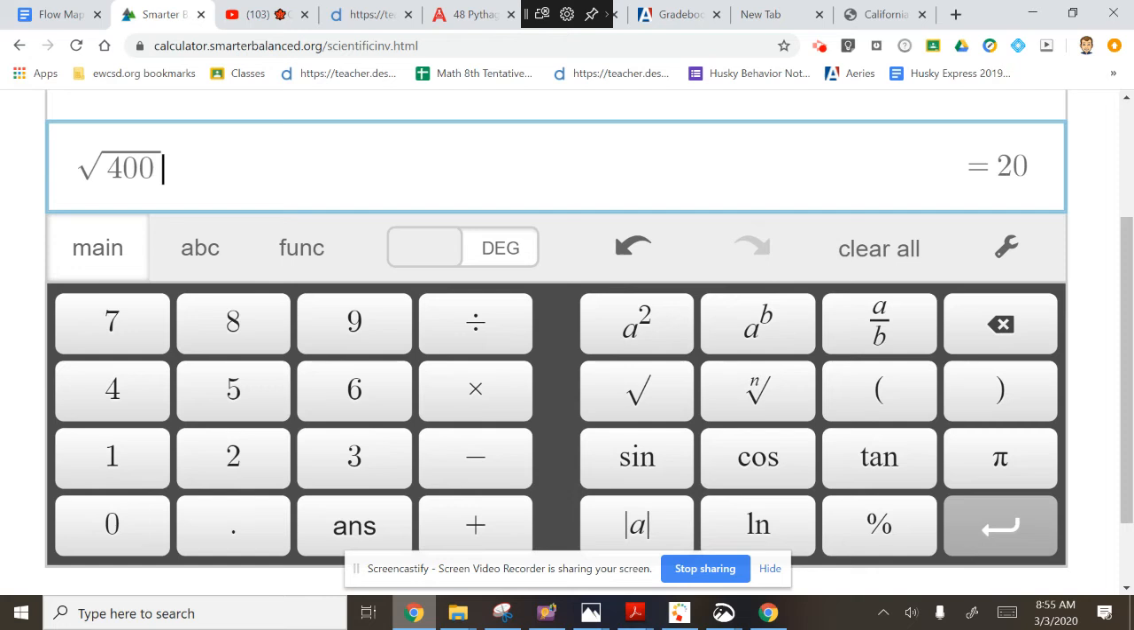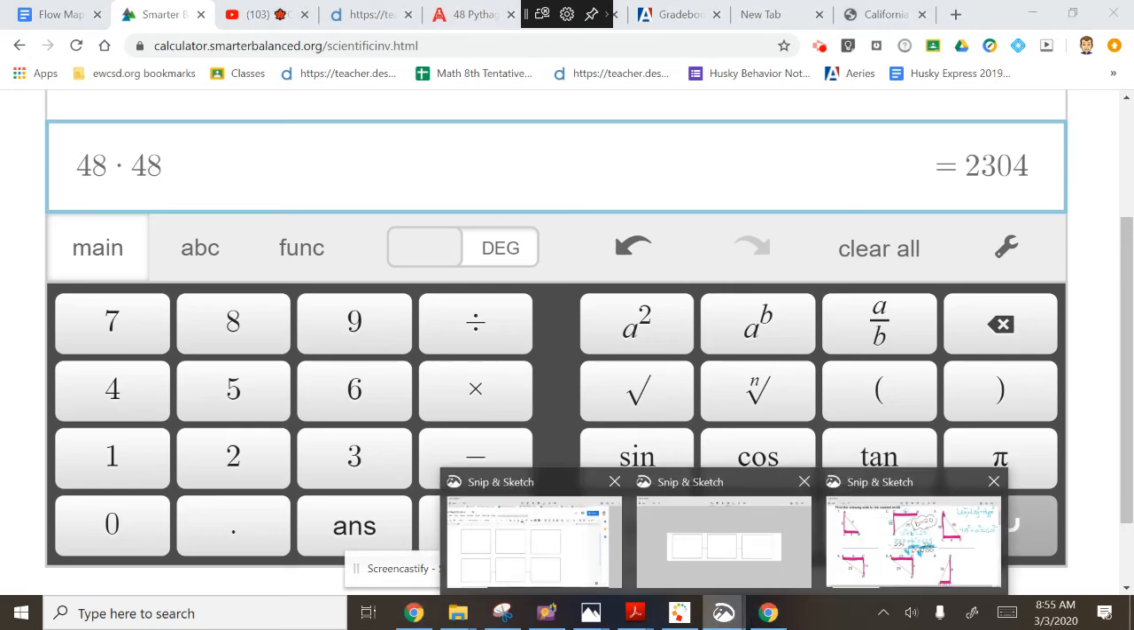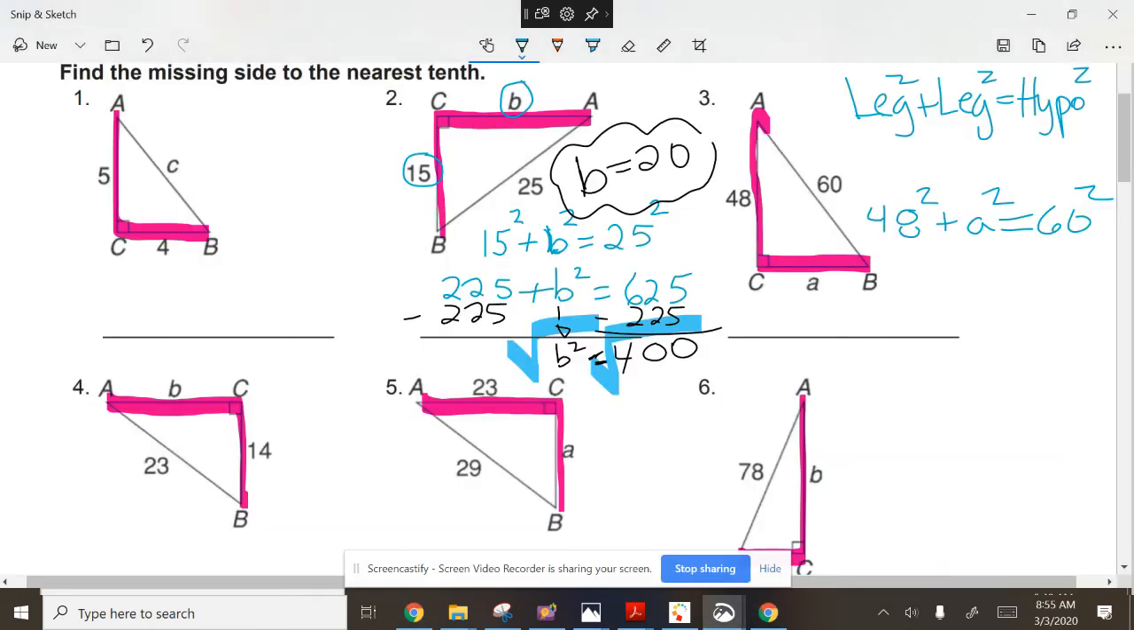So first of all, let's clear all this. 48 squared. If you didn't have that fancy button, you're using your calculator, aren't you just going to type 48 times 48? All right, 2304. So let me go back to that. Write that down. 2304, I believe it was.